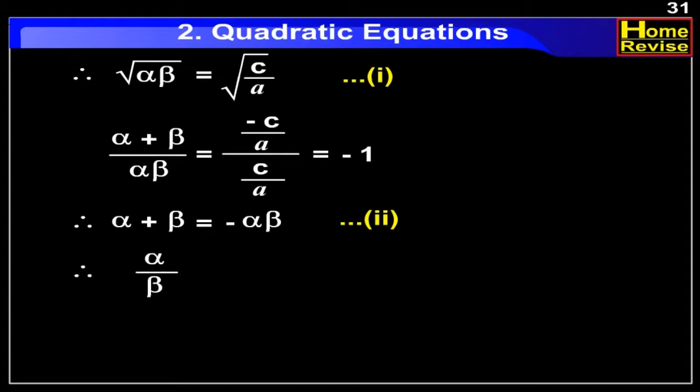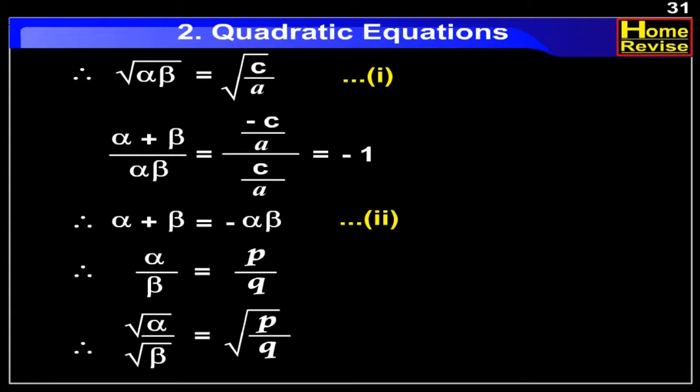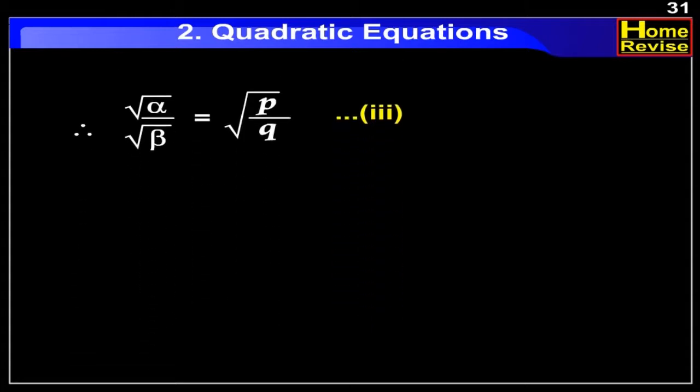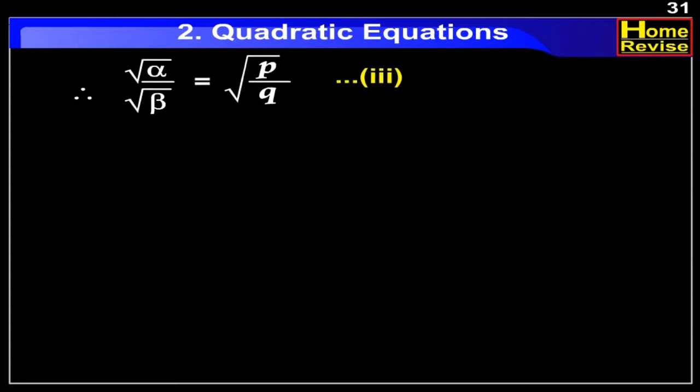Now, it is given that alpha upon beta is equal to p upon q. Therefore, root alpha upon root beta is equal to root p upon q. Let this be equation number 3. By invertendo, we have root beta upon root alpha is equal to root q upon p. Let this be equation number 4.